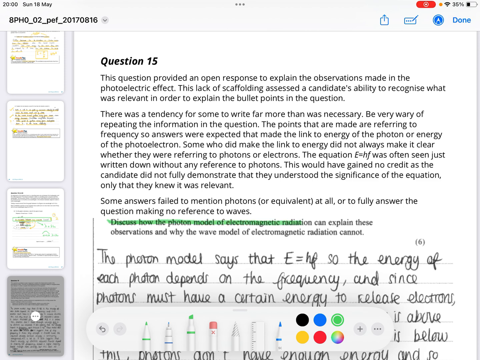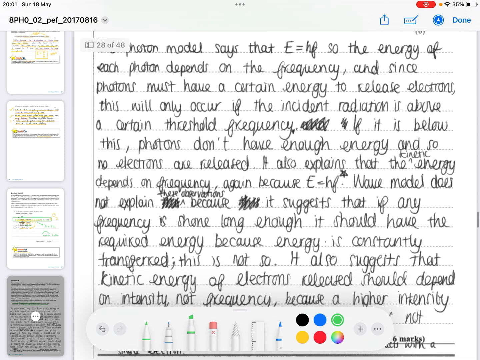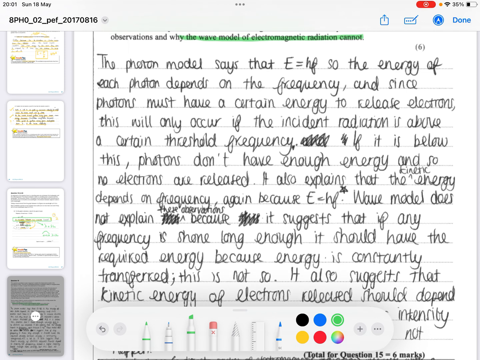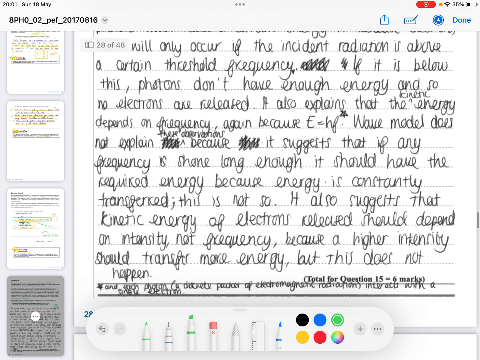Question 15. So this question 15 is then a 6 marker, and it's to do with discussing the photon model, and why the wave model is incorrect. Now, I'm not going to go through this one. I'm going to let you stop the video and read through it and see if you can look at the mark scheme, which you can find online, and see how many marks you think this deserves. And you can stop the video when you want to.